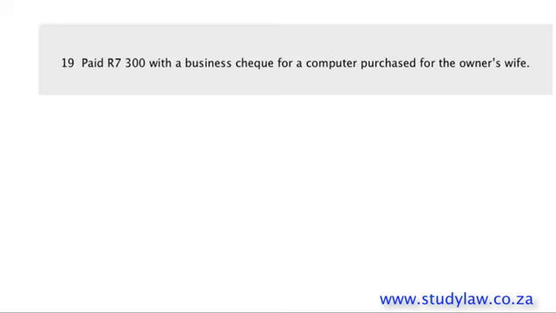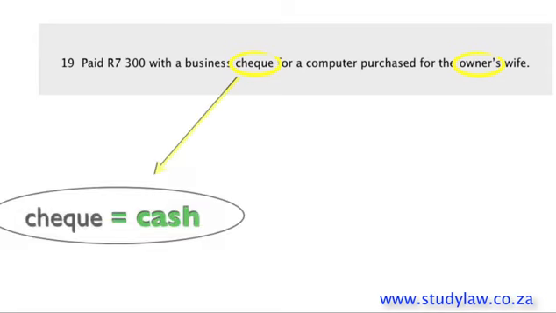Let's try another one. Paid 7,300 with a business check for a computer purchased for the owner's wife. Let's look for our keywords, check and owner. Let's look at the first keyword, check.